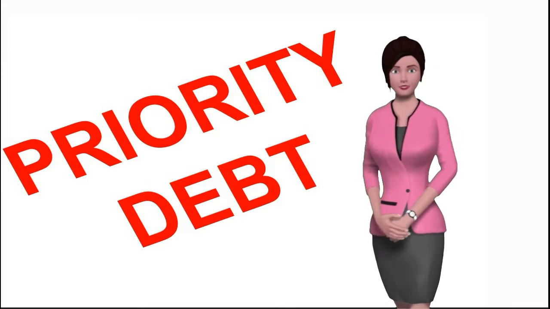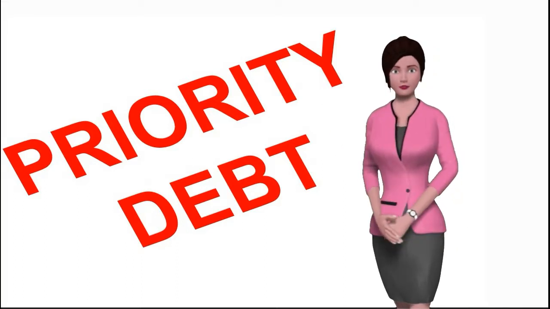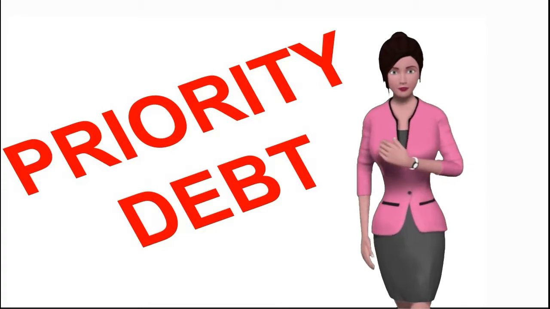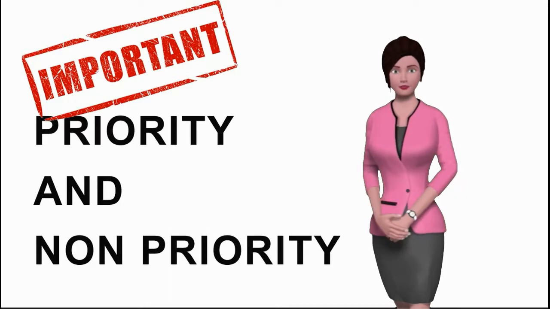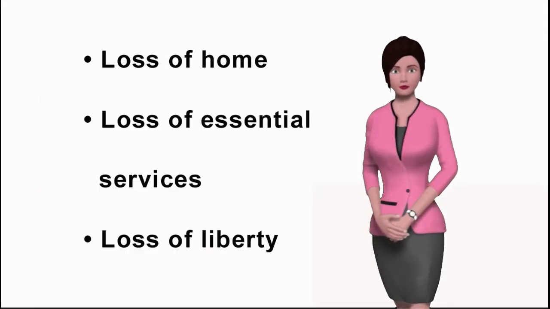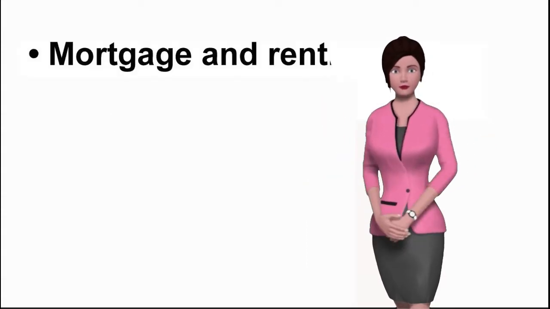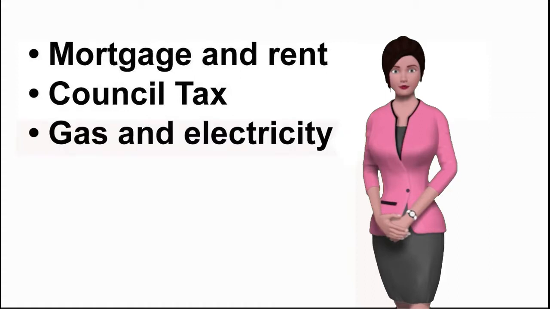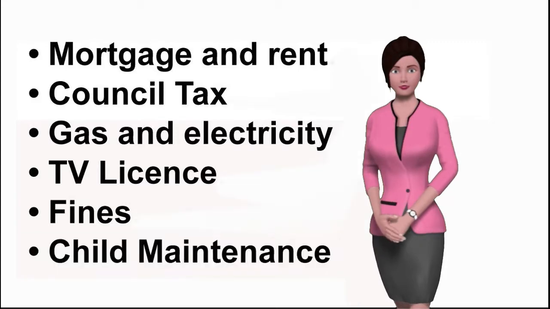Please remember, it is not just managing with money who decides which of these debts are priority. You will get the same answer if you asked at Citizens Advice, Welfare Rights, or any debt advice service. There are two types of debt: priority and non-priority debts. If you do not pay your priority debts, you could lose your home, lose essential services, lose your liberty. Here are the examples of priority debts: mortgage and rent, council tax, gas and electricity, TV license, fines, child maintenance.